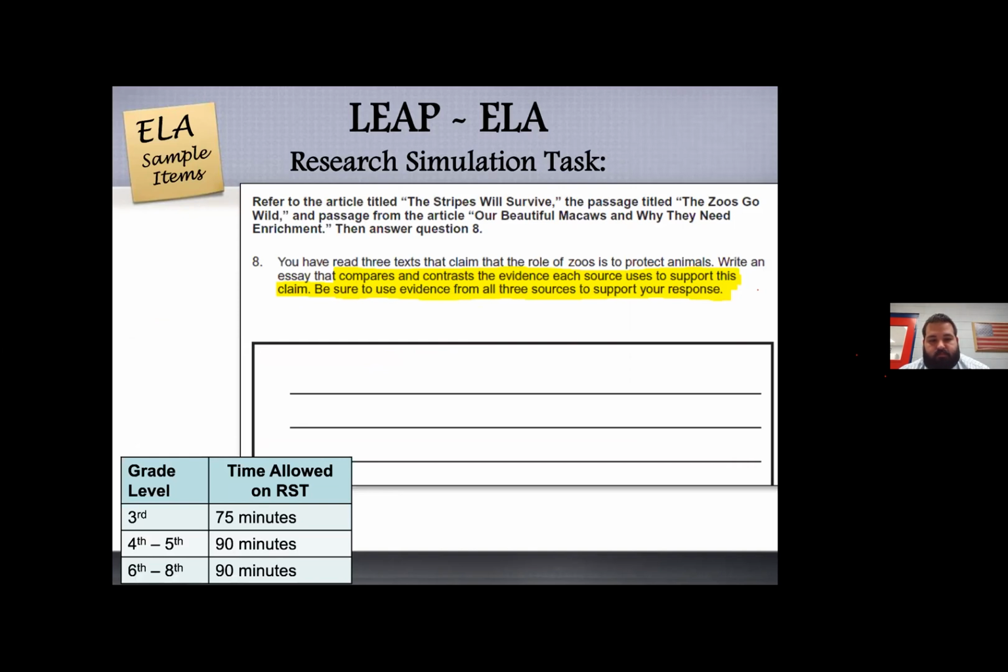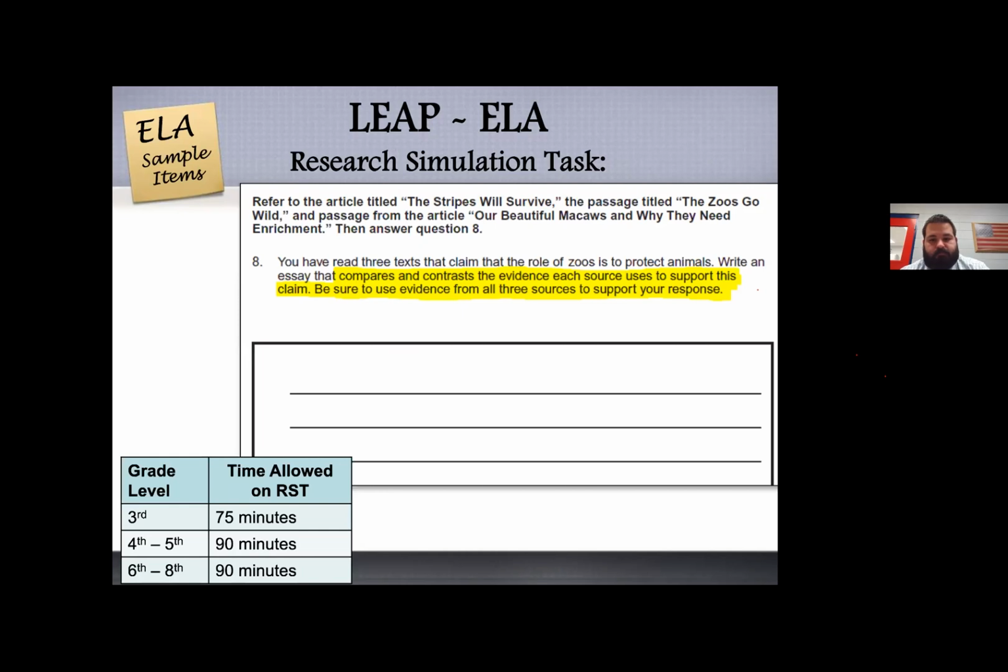And this is the time allowed for that written section. Third grade gets 75 minutes and fourth and fifth grade gets 90 minutes for that writing. And that's writing a rough draft and then writing it on the answer document.